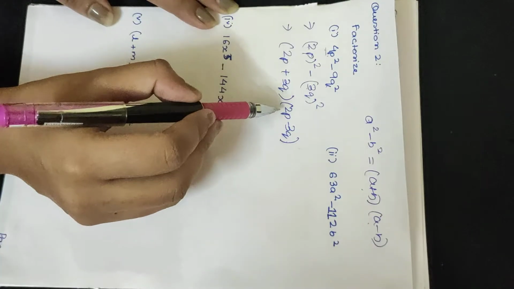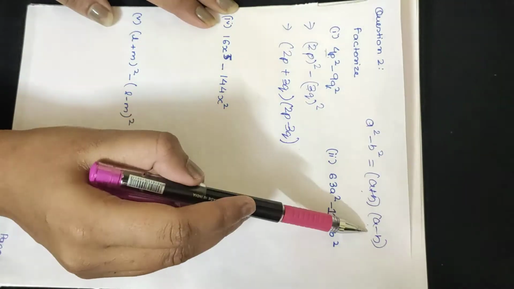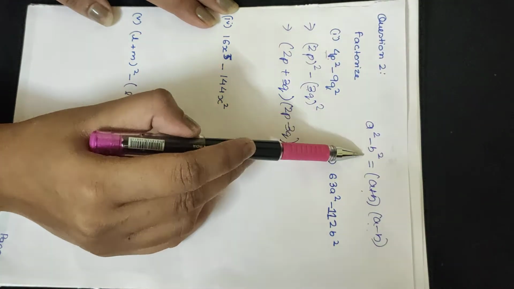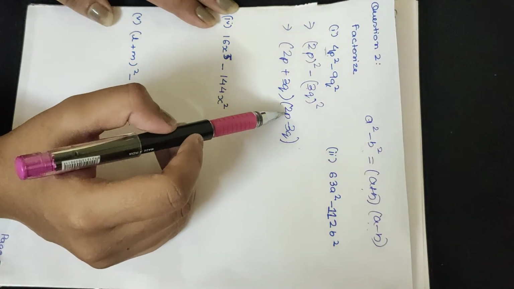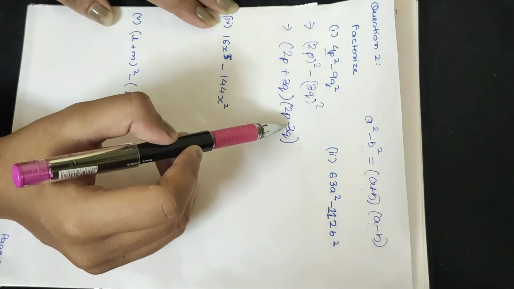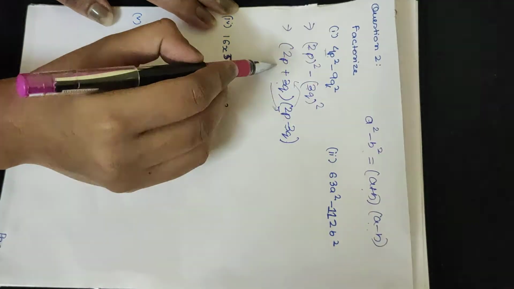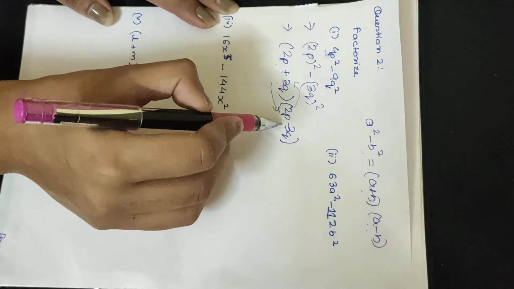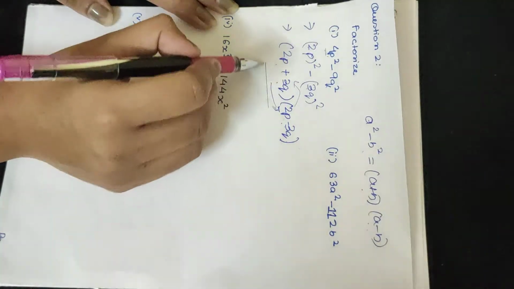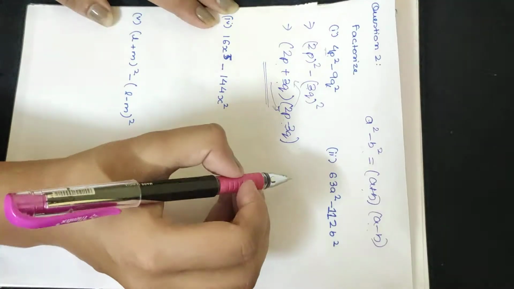And one thing to notice, whenever you expand this identity, whether you write 2p minus 3q at the start or at the end, or the plus bracket at the start or the minus bracket at the end, it doesn't matter. If the answer is this, that is fine.